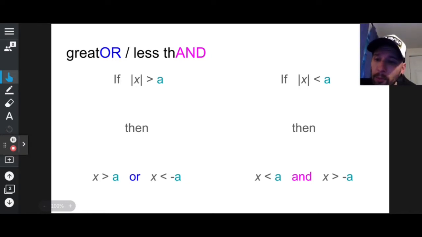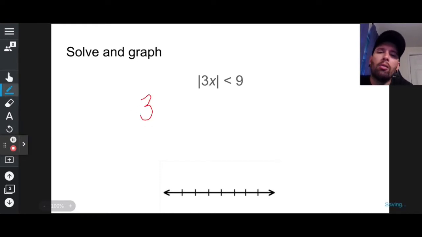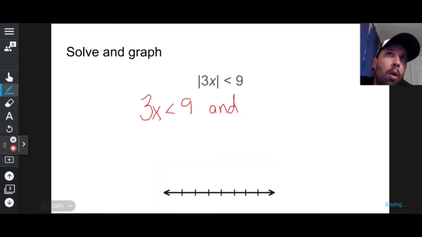So let's have some fun, shall we? We have a less than, which means it's going to be an and problem. I'm going to isolate the absolute value. Oh, look at that. It already is. I'm going to rewrite the equation exactly how it was at the very beginning. 3x is less than 9. Since it's an and, I'm going to write out the second inequality: 3x, flip the sign, make the 9 negative.